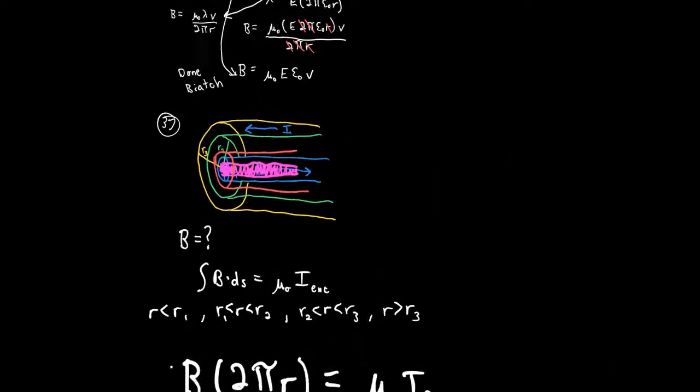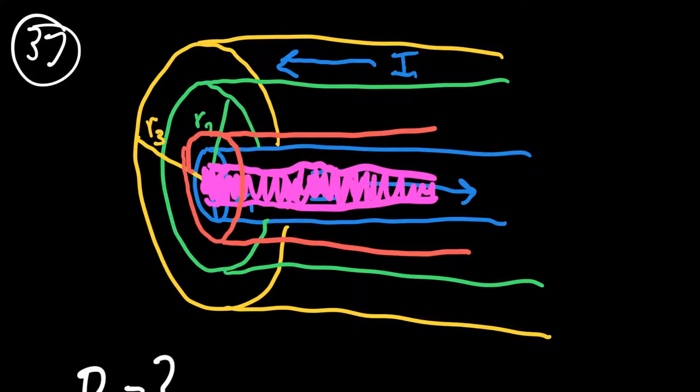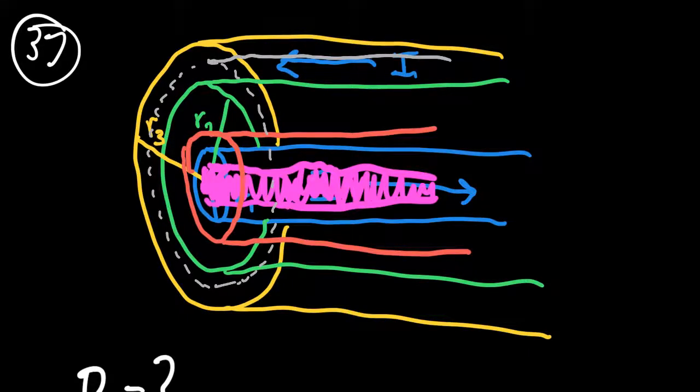This will be very zoomed in again. We're going to go with gray. So now I'm in between this R2 and R3. Pictures get very, very busy. How much charge is enclosed inside of this gray? All of blue, right? All of I. So I can include that.